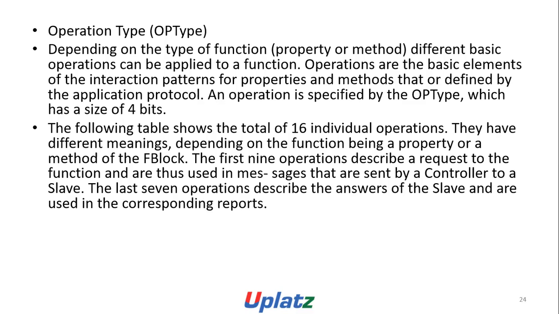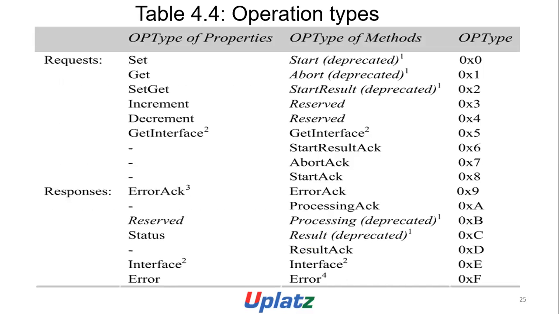They have different meanings depending on the function being a property or a method of the FBlock. The first 9 operations describe a request to the function and are thus used in messages that are sent by the controller to a slave. The last 7 operations describe the answers of the slave and are used in the corresponding reports.